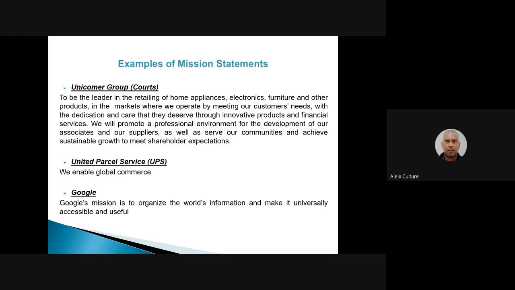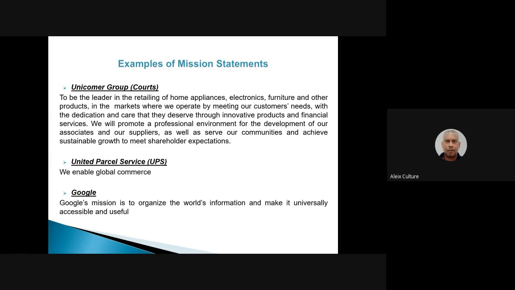Did you check to see if the employees contributed to those statements, like Unicomer, that long one? No, I didn't check to see if employees contributed, but I have a strong feeling that they did.